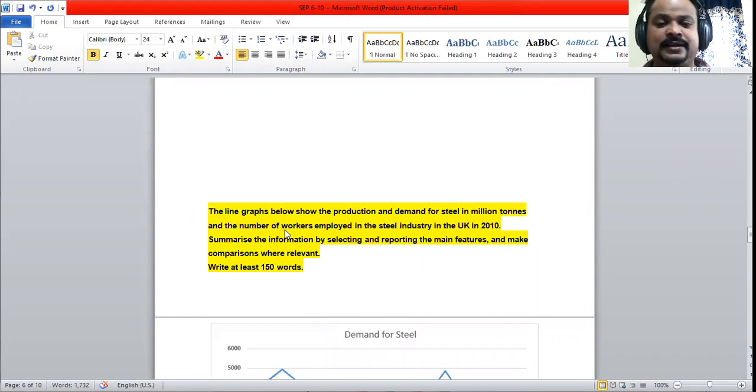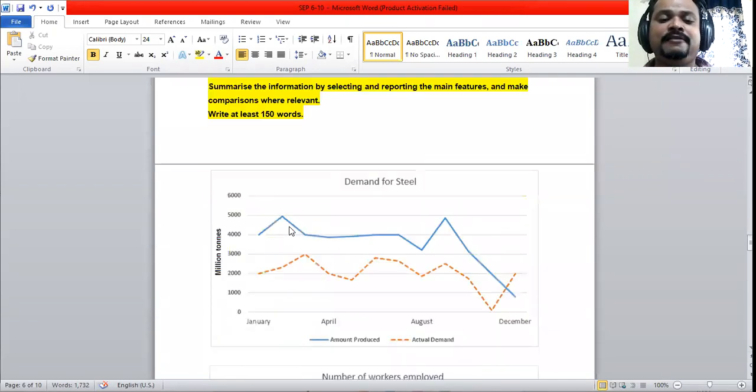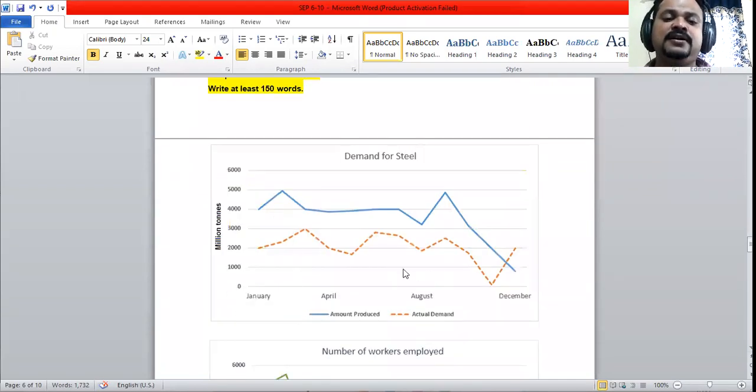So this is the thing. In the year 2010, from January to December, what was the actual demand of steel? And that is compared to the total production of steel in million tons. So we have four critical points there: January, April, August, and December.